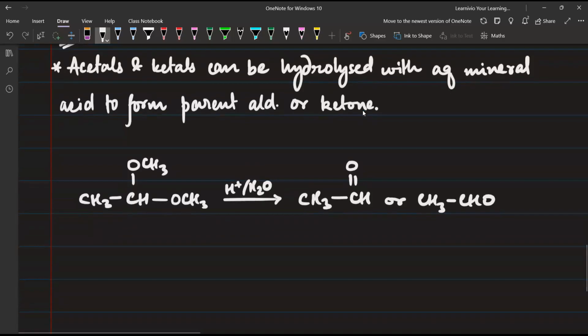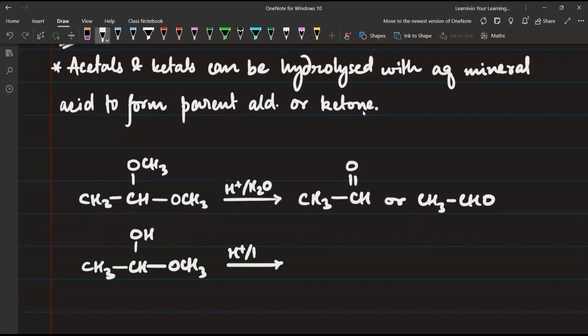Similarly, suppose you have a hemiacetal: CH3 CH, here we have OCH3 and here you have OH. Once you add H plus in the presence of water, remove the OH and OCH3. You will have CH3 and CH. Where you removed the two bonds, put a double bond O, and you get the same thing, CH3CHO.